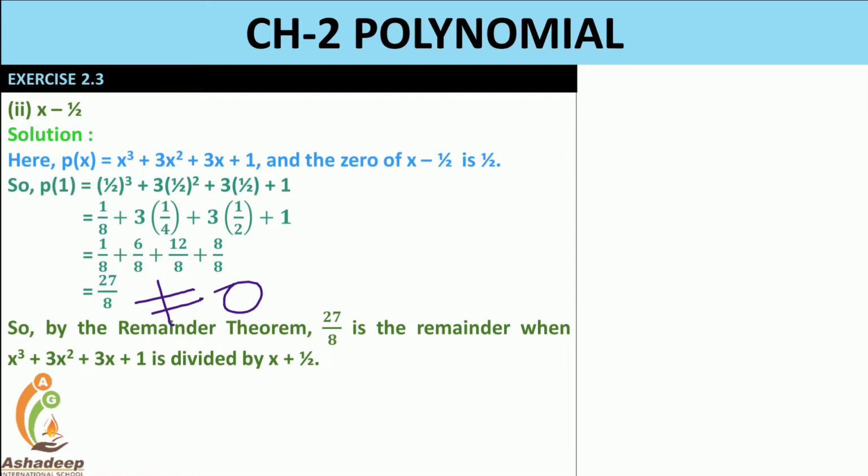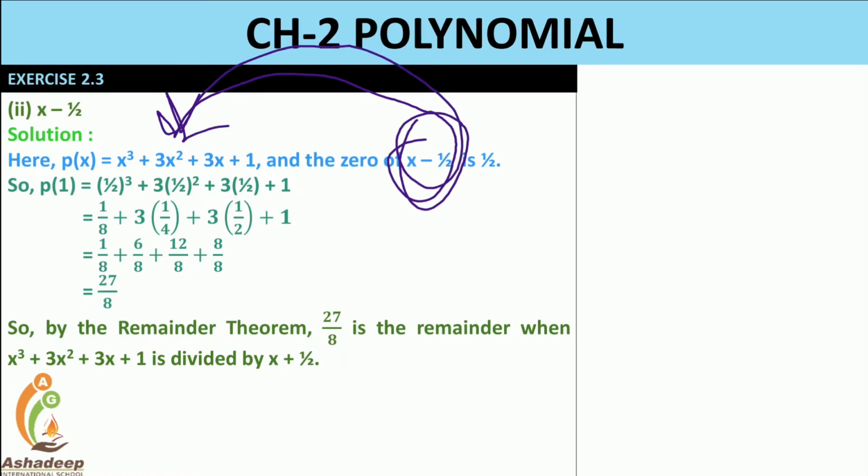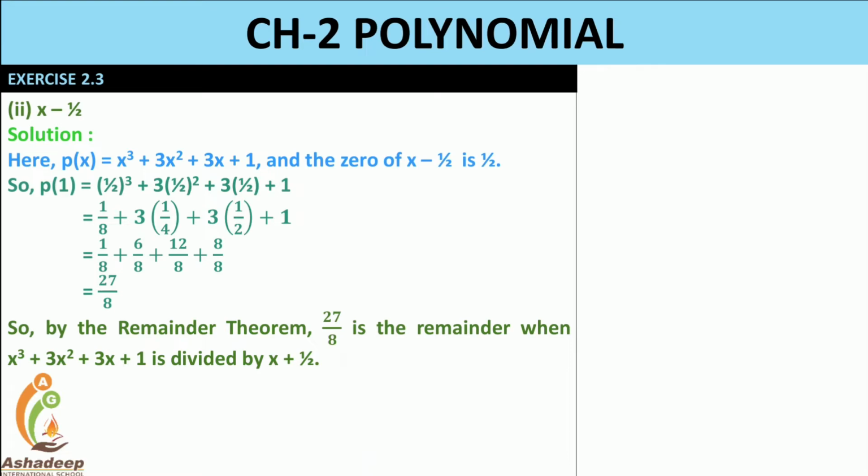This is for the sake of knowledge that you need to keep in mind, because it is very important as far as your SSA is concerned. In standard 10 chapter 1, you are going to face these things. If the remainder is not equal to 0, then by the remainder theorem, 27 by 8 is the remainder of this equation. But if you ask whether x minus 1 by 2 is a factor of this polynomial or not, that also comes in exercise 2.2. Since it is not equal to 0, it is not a factor of the given polynomial.